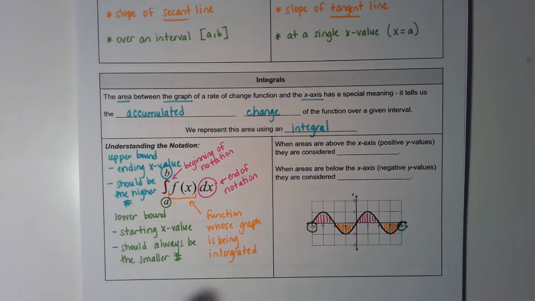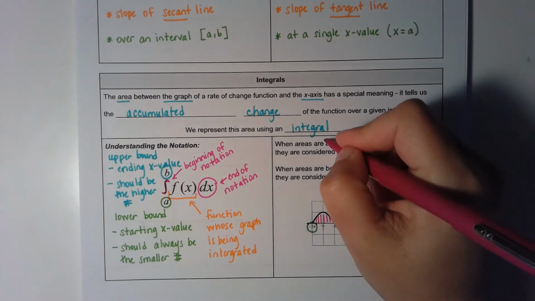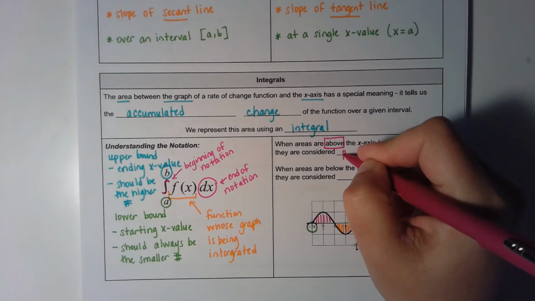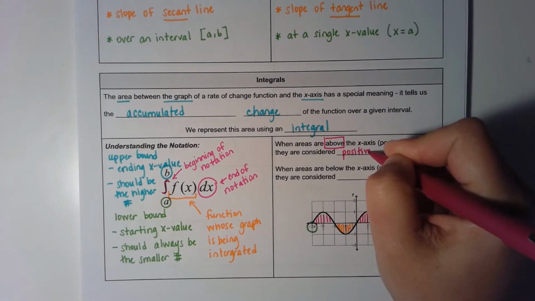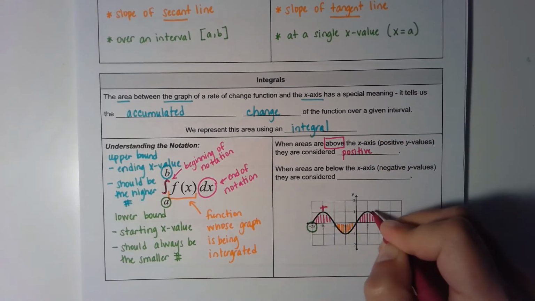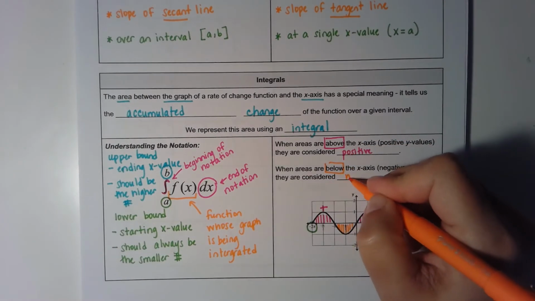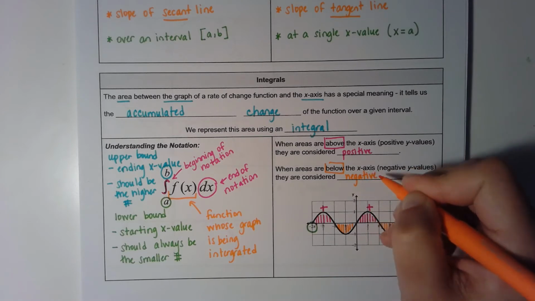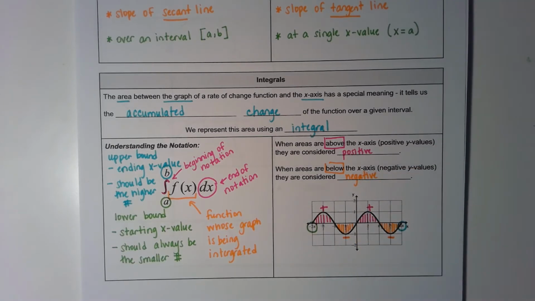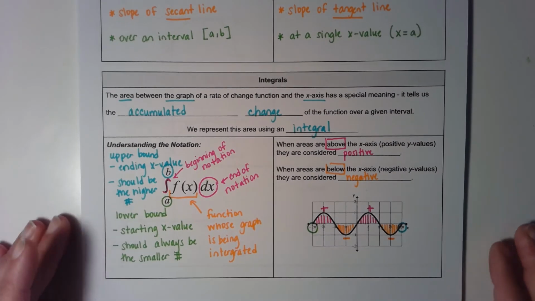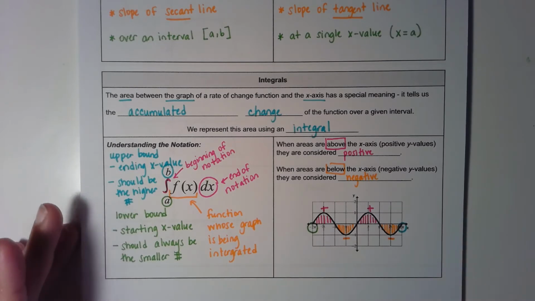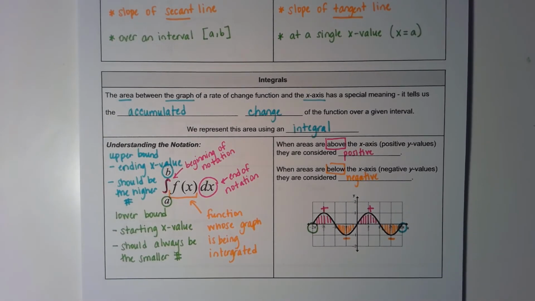Now, one of the key things about integrals is that when areas are above the x-axis, they are considered positive. So this area right here would be a positive area, and this area right here would be a positive area. And when areas are below the x-axis, they are considered negative. So this area right here would be negative, and this area right here would be negative. When we do some problems on the next page and find these areas, that's going to affect the way we find our answers because we're going to need positives and negatives to indicate whether those areas count as above or below.